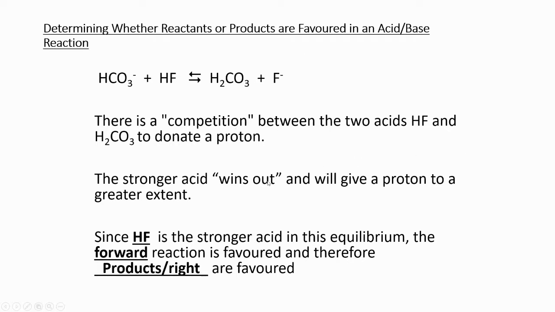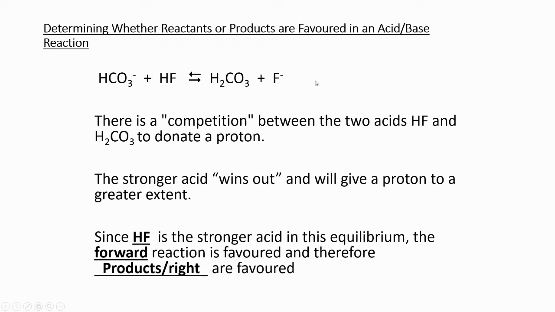So we're going to have a situation. So HF, if you look on your table, right? HF is a stronger acid, right? So HF is at 3.5 times 10 to the negative 4, and H2CO3 is 4.3 times 10 to the negative 7. So our HF is higher on the left, so it's going to push more to the right. All right, so for this one we'd say the forward reaction is favored, so our products are going to be favored in the reaction.